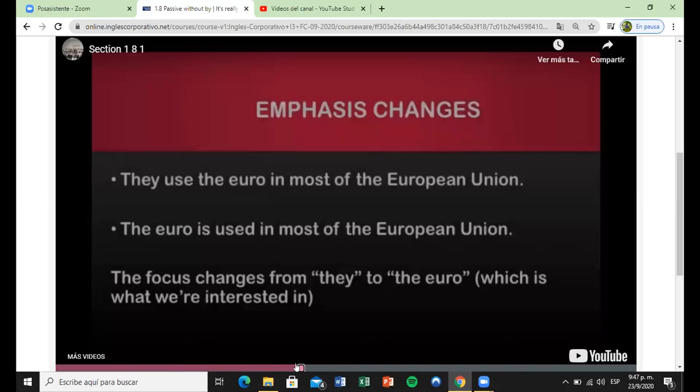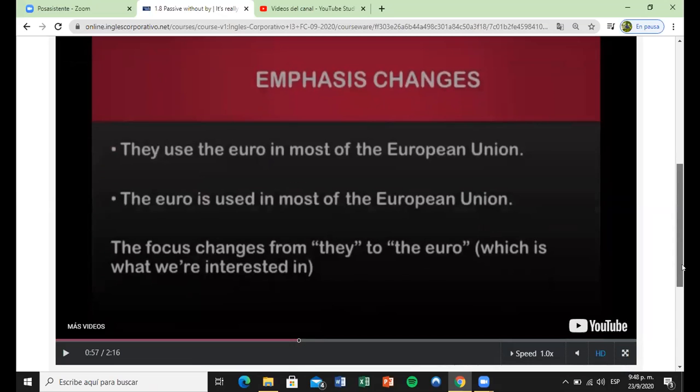One of the main ideas is that we change the emphasis. In the sentence "they use the euro," we are focusing on the person. But when we put "the euro is used," now we focus on the money. So the purpose is to change depending on what you want to focus on, which is more interesting for you. That's when you change it.